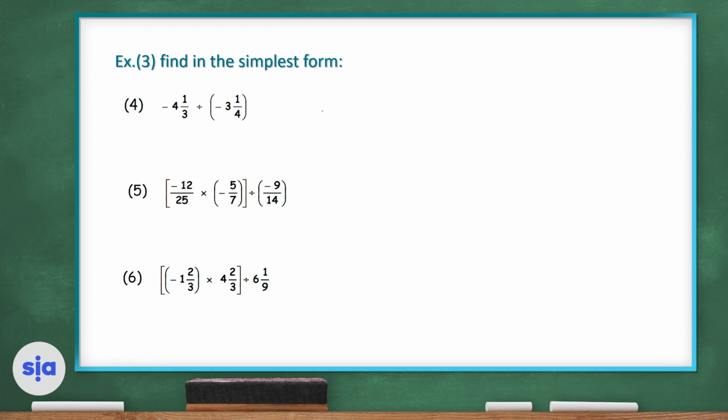Question 4. If you have a mixed number, I recommend that you make it as a fraction. Minus 13 over 3 divided by negative 13 over 4. So it's negative 13 over 3 multiplied by the multiplicative inverse, which is negative 4 over 13. So 13 and 13 are crossed out together, and the two negatives will leave me with a positive, so it's positive 4 over 3.